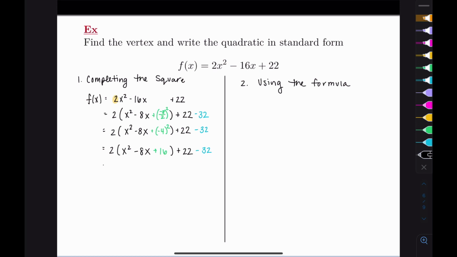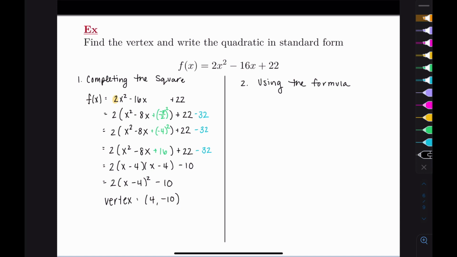But what we've done now is we've made this a perfect square. So this would factor nicely as x minus 4, x minus 4, and then this would be minus 10. So this simplifies to 2 times x minus 4 squared minus 10. So we've put this thing in standard form. I now immediately know my vertex is (4, -10). So opposite value for x, and then exactly what we see for the y value.